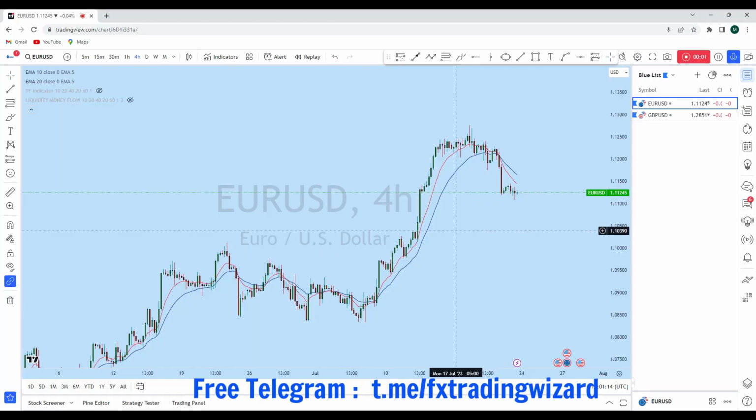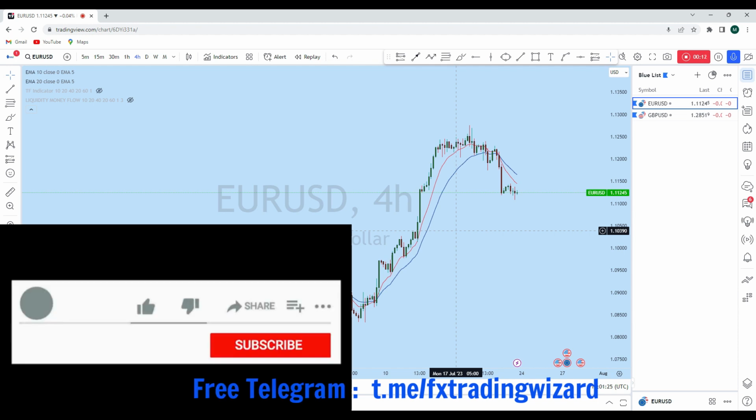Hello trader, I'm going to do a complete multi-time frame analysis on EUR/USD and GBP/USD. Both of these instruments are currently showing significant trading opportunity in the market opening.